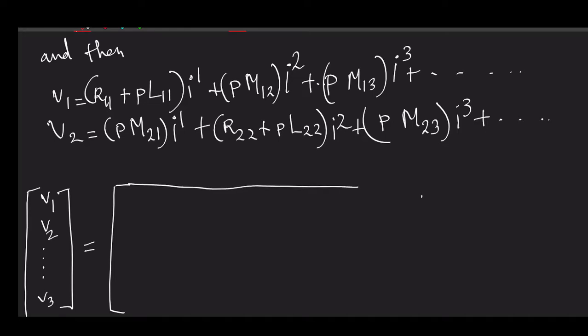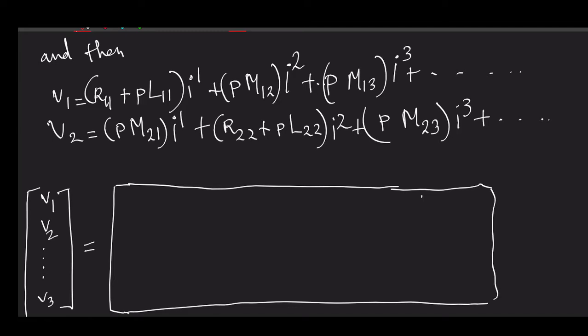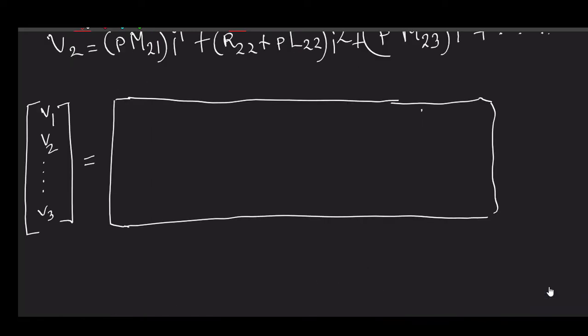So this gives us, I am writing 1, 2 because we do not know the limit. So here, if we keep on writing, that is R1 plus P L11, then P M12, P M13. This is P.